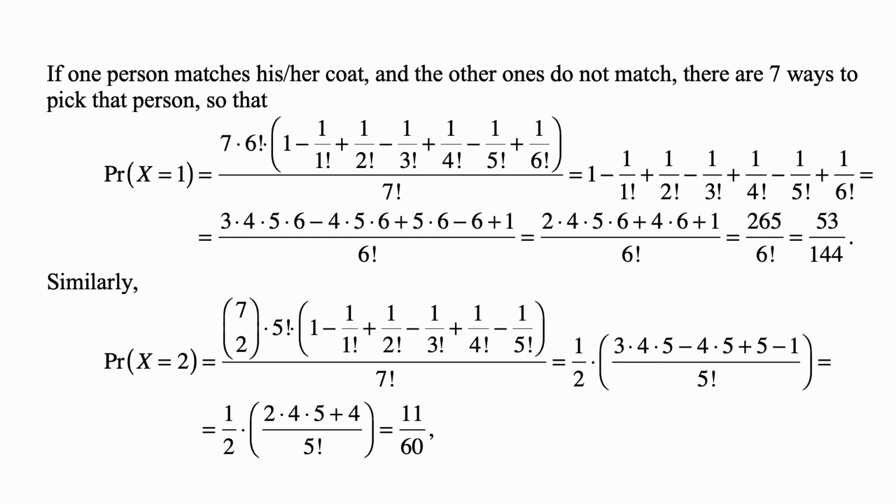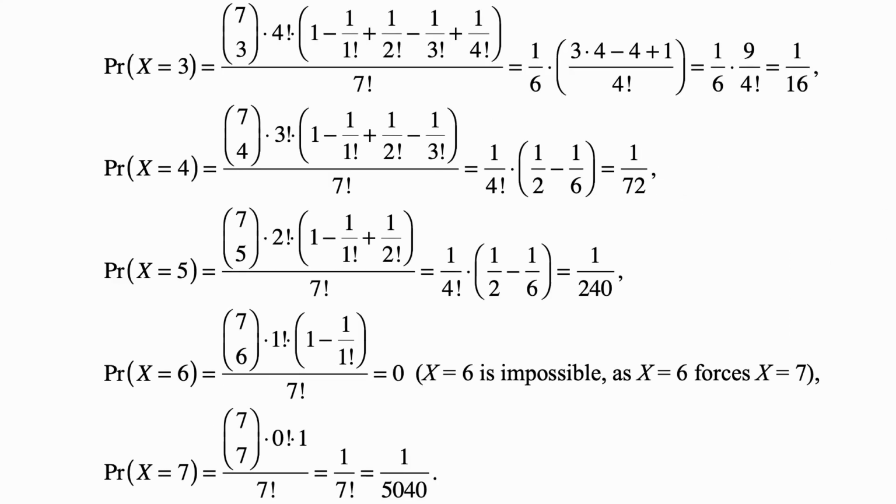Probability that x is 2 is 7 choose 2. Choose those 2 that we are talking about, times 5 factorial, so mess up the other ones, times 1 minus 1 over 1 factorial plus 1 over 2 factorial minus 1 over 3 factorial plus 1 over 4 factorial minus 1 over 5 factorial, divided by 7 factorial. This ends up being the same as 1/2 times 3 times 4 times 5 minus 4 times 5 plus 5 minus 1 over 5 factorial. And after we do the calculations, that's 11 over 60. And we just continue with the same thing.